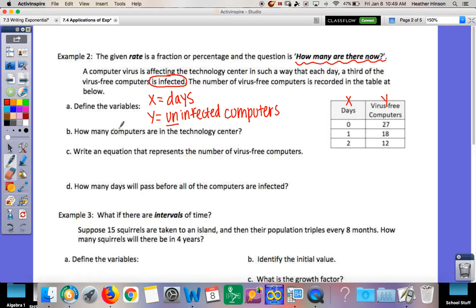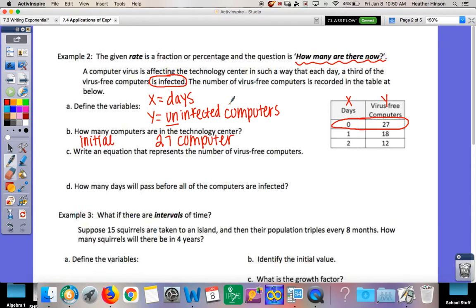So, how many computers are in the technology center? This is just asking for your initial. How many do we start with? Whether they're infected or uninfected, how many are there? Well, that's going to be at 0. At day 0, we had 27 computers that were uninfected because the virus hadn't started yet. So we have 27 computers in the technology center.